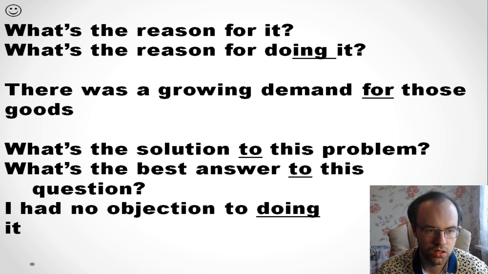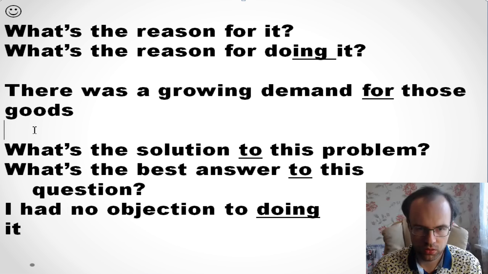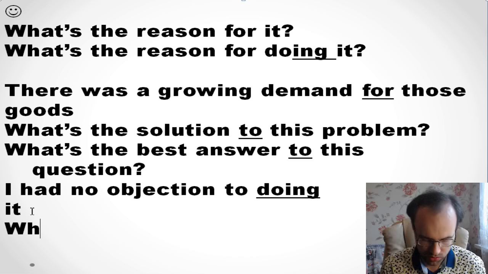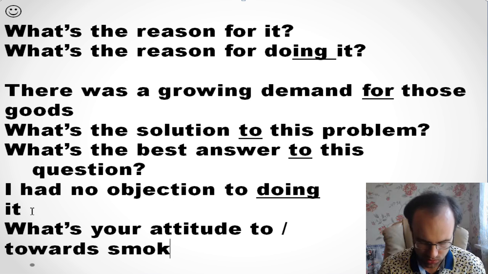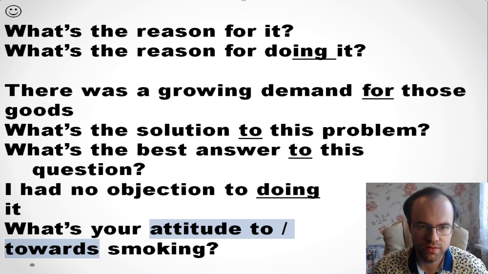So, attitude. We say attitude to or towards. For example, what's your attitude towards smoking? You can say to or towards. What's your attitude towards smoking, or what's your attitude to smoking? It's okay. Let's revise it shortly.